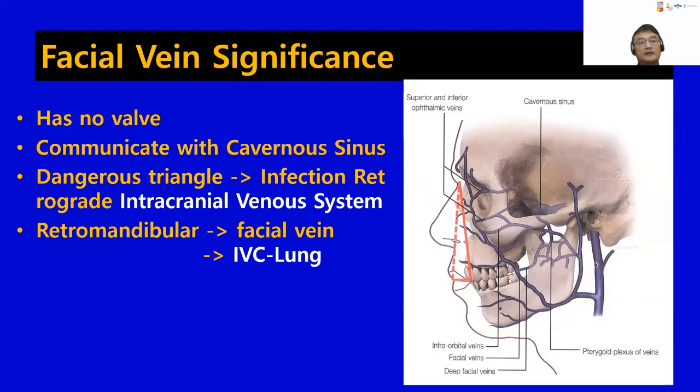About the vein, it is necessary to understand the facial venous drainage system. The facial vein, as you know, has no valve. In the face, the vein communicates directly with the cavernous sinus, and we know the importance of the dangerous triangle along the nose: infection can spread to the brain through this retrograde intracranial venous system. And from the temporal side, we know the retromandibular vein goes directly to the facial vein and finally the lung.